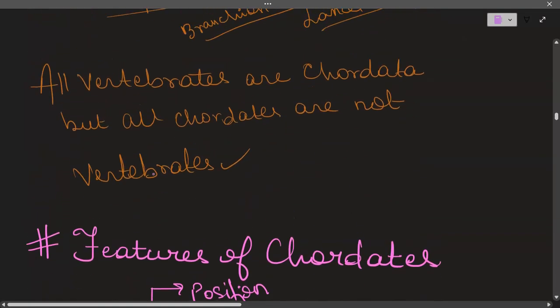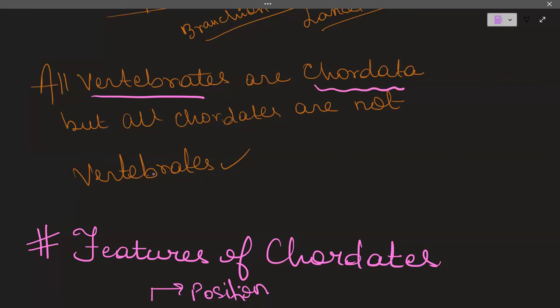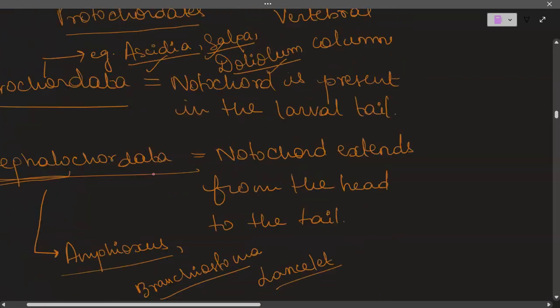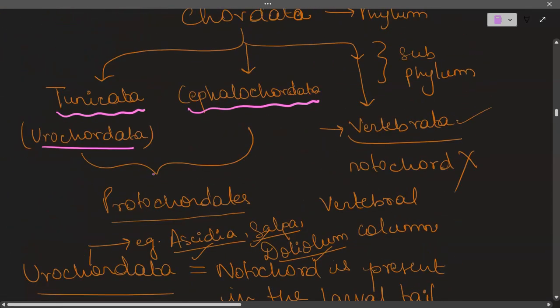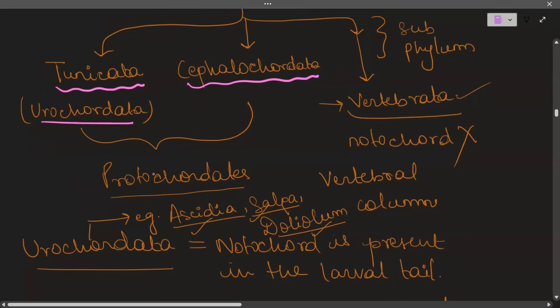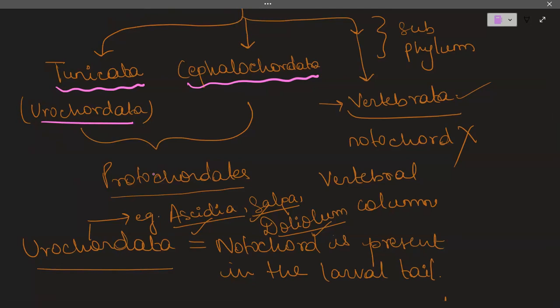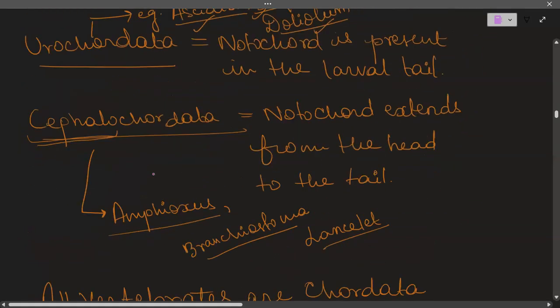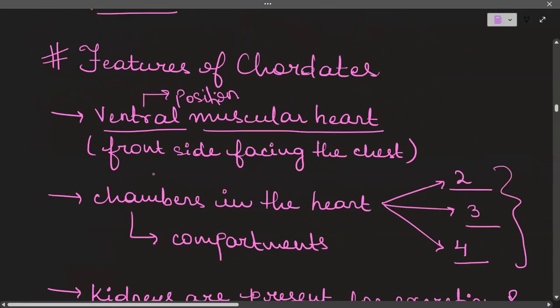Now, one thing to remember here is that all the vertebrates are chordates. But all the chordates are not vertebrates. See, the thing that distinguishes the vertebrata from the rest of the members of chordata is that in them, the notochord gets replaced by a vertebral column, which is absent in Tunicata and Cephalochordata. So, this is the reason why we can say that all the vertebrates are chordates, because they have notochord at some point of their life. But all the chordates are not vertebrates because they do not have the vertebral column.